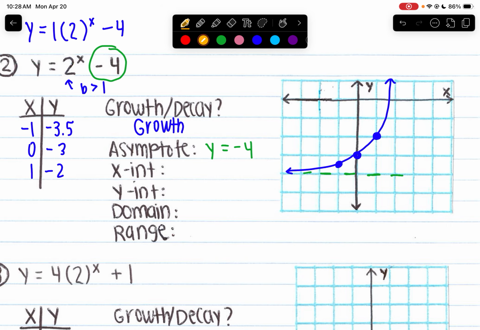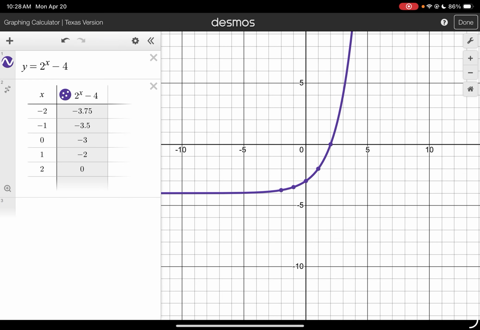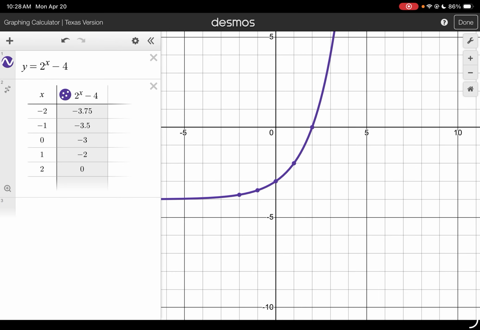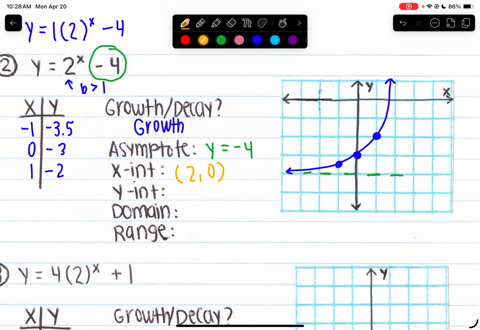Next, I'm going to answer, do we have any x-intercepts? In this case, we're going to have x-intercepts just because that function is going to continue forever. So to find the x-intercept, you can either look at your table or you can just tap on your graph where it crosses the x-axis, and that's going to be at the point 2, 0. All right, we do have a y-intercept as well. The y-intercept here is 0, -3. I can see that on the graph right here.